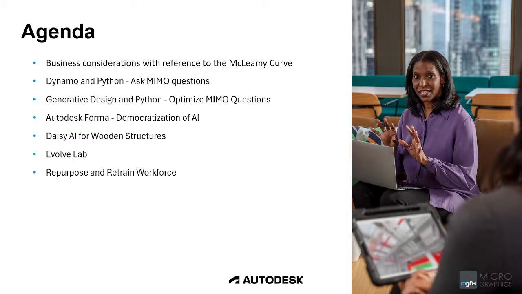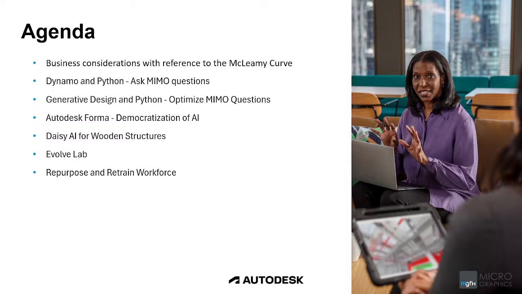Then we'll also discuss Dynamo and Python and how to ask MIMO questions. So Dynamo and Python, that is a technology that's very developed quite extensively within the Revit environment, and it's also available in other platforms, for instance Civil 3D, AutoCAD and some of the others. And then generative design, how to optimize MIMO questions. So we'll discuss what MIMO questions are, multiple input, multiple output questions, and what generative design is in principle.